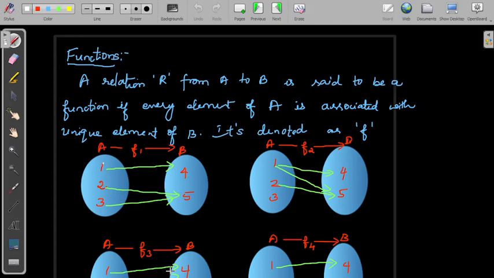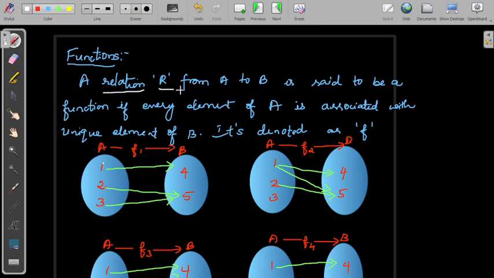In this video, I'll explain the concept of functions. In the last video, I had already explained what a relation is. If you have not watched the videos on relations, then please go through those videos. I had shared the link in the description box. Now let us define what a function is.